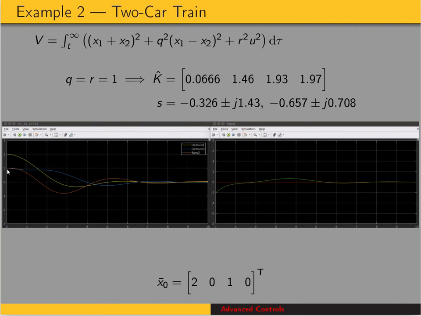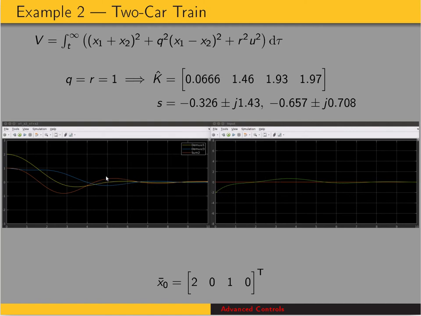Cart 2 is at 1, its initial velocity is 0. So here, in other words, here is the initial state vector. And then the red line is the spring deflection. So this is the difference between x2 and x1, or the difference between x1 and x2. And then in the second plot we show the green line is the input.